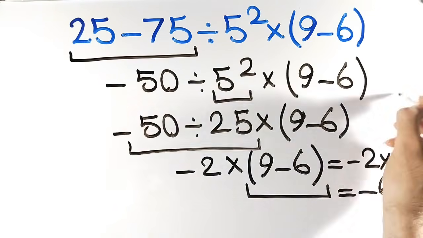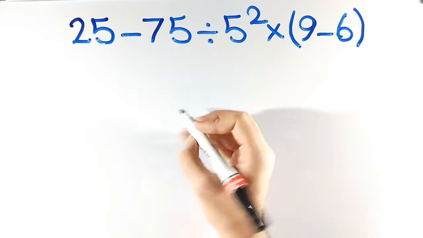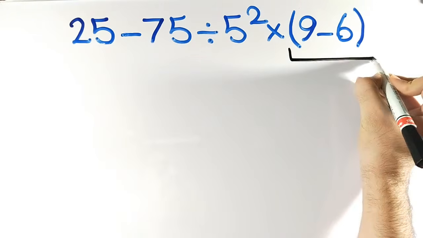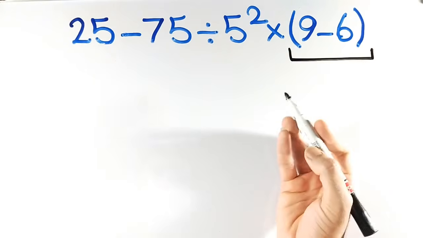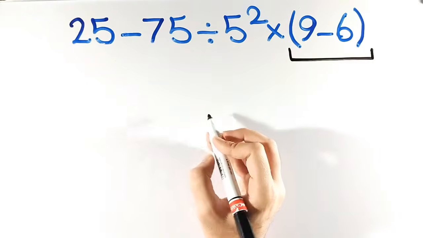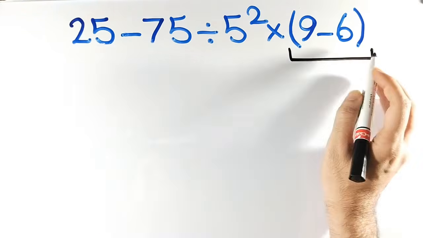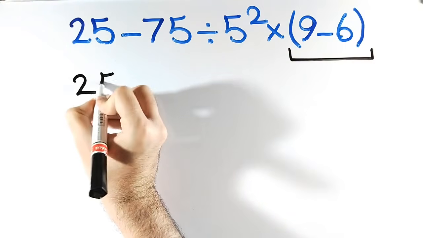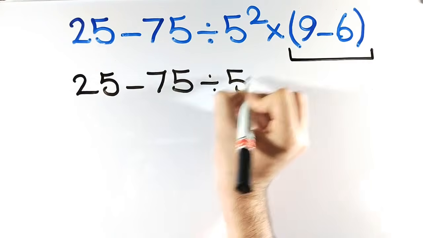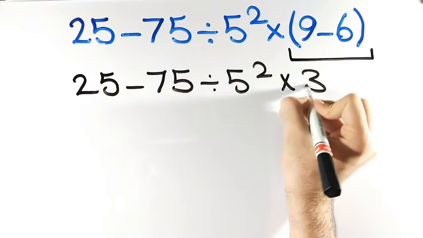However, this answer is absolutely wrong. Also, some other people, when solving this question, first go for the expression inside the parentheses, because they believe parentheses have a higher priority than the other operation. So, instead of this expression, they write 25 minus 75 divided by 5 squared multiplied by 3.